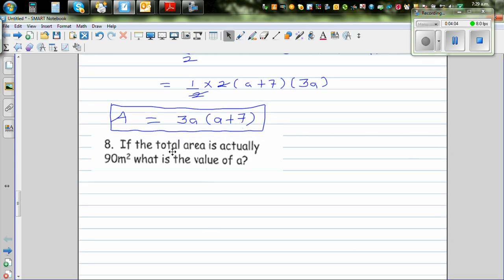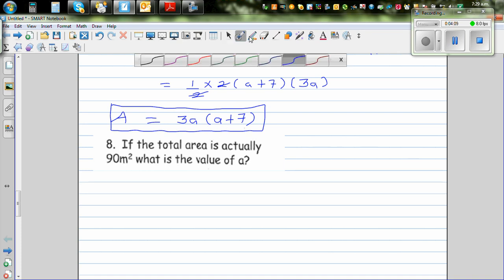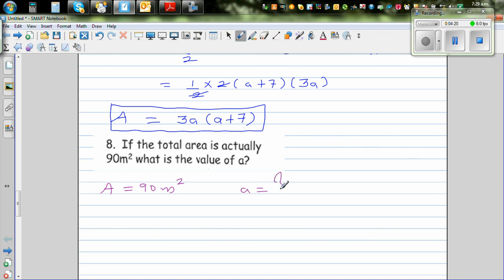the question is, if the total area is 90 meters squared, what's the value of a? So now, what they're telling us is the area is 90 meters squared, what's the value of a, the small a? So in place of capital A, that is uppercase A, you can put 90. So can I say 90 is equal to 3a times a plus 7?